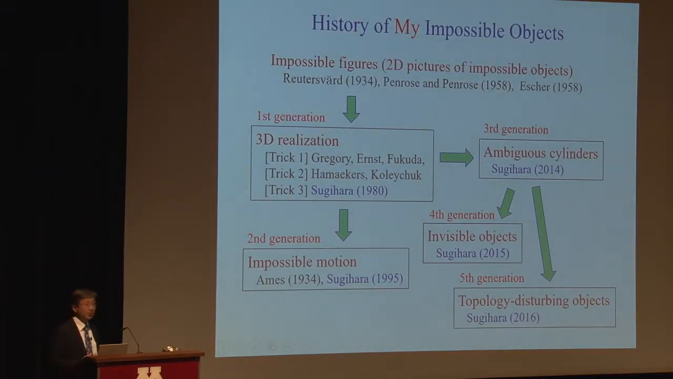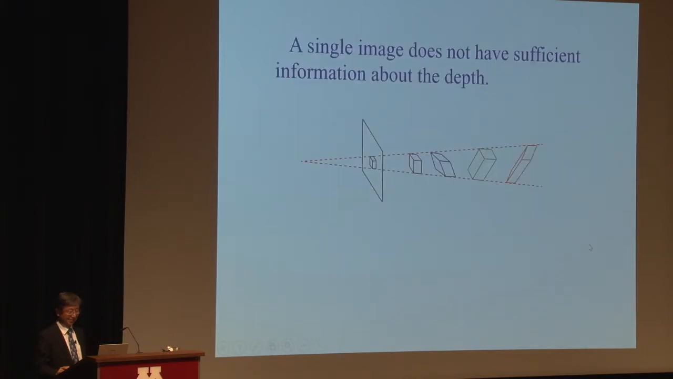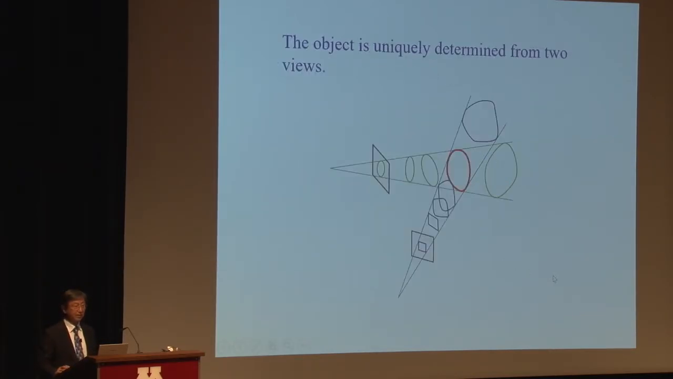So I have just shown you the two kinds of impossible object. First is an anomalous object, and the second is an impossible motion object. Now I will show other objects gradually. So I have just shown you that the illusion comes from the fact that there are infinitely many possibilities for a given picture. So this means that we can specify two shapes.